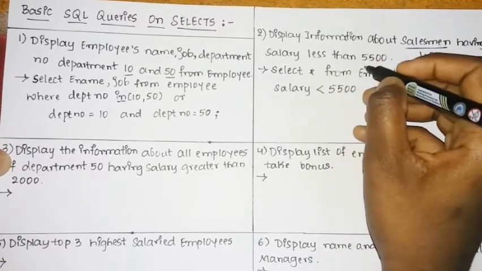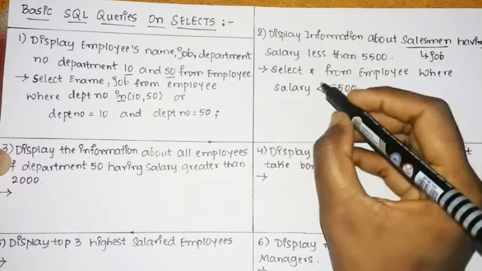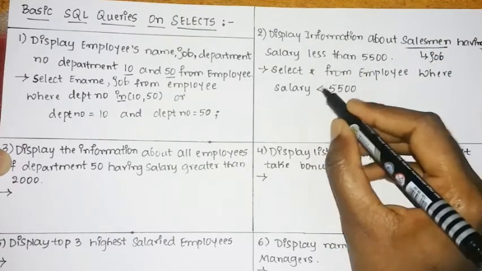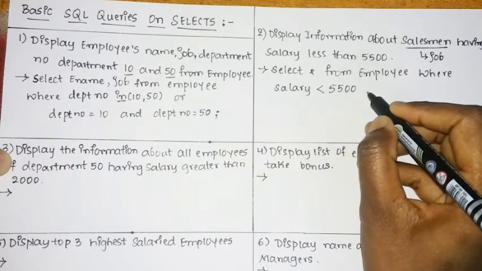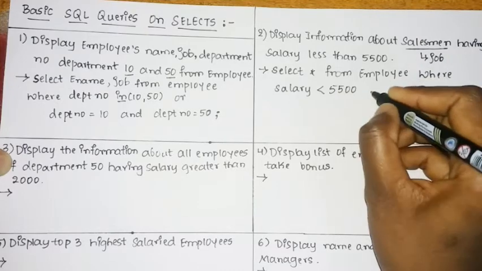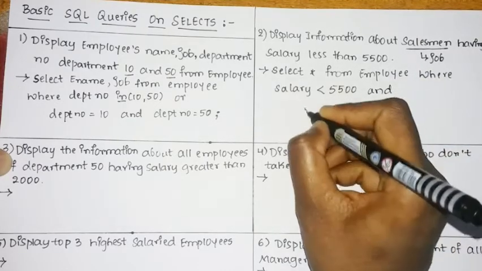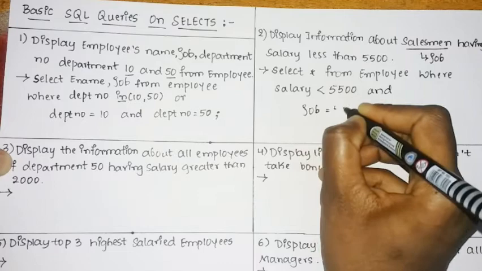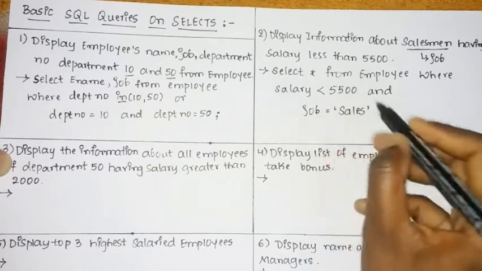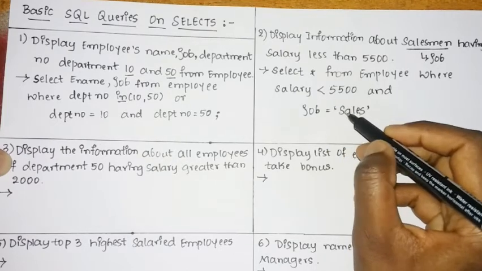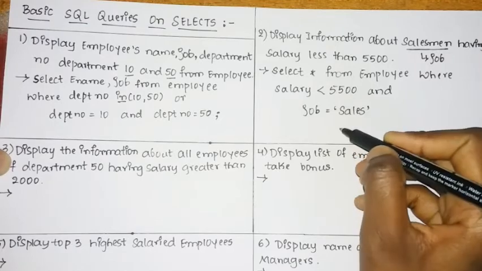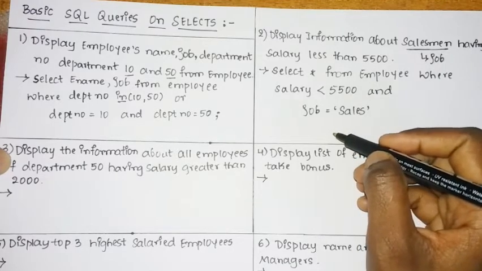So having the salary which should be less than 5500. You have selected star because you need to display the entire table. Select star from employee where salary is less than 5500 and job equal to sales. This will display the information of the people who are doing the job of sales and whose salary is less than 5500. The entire table is displayed.